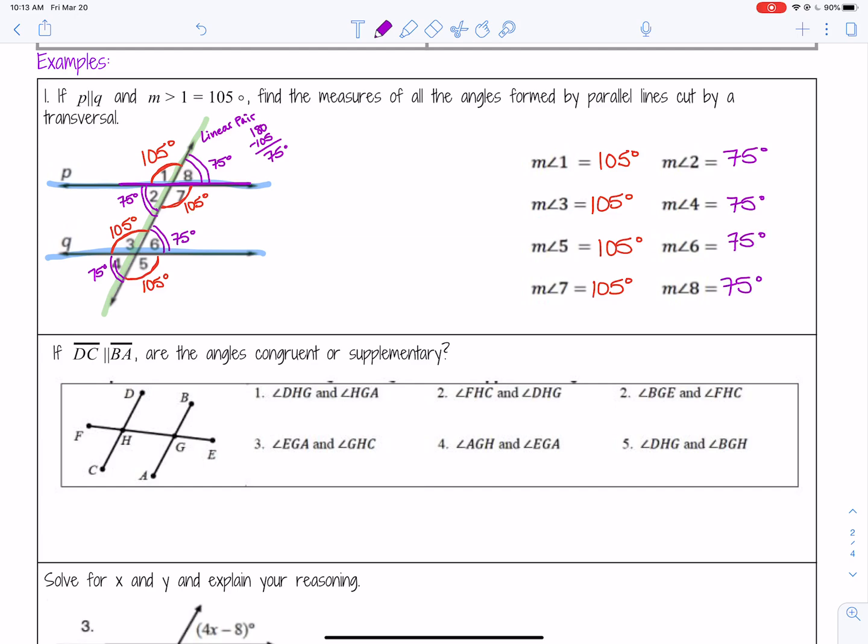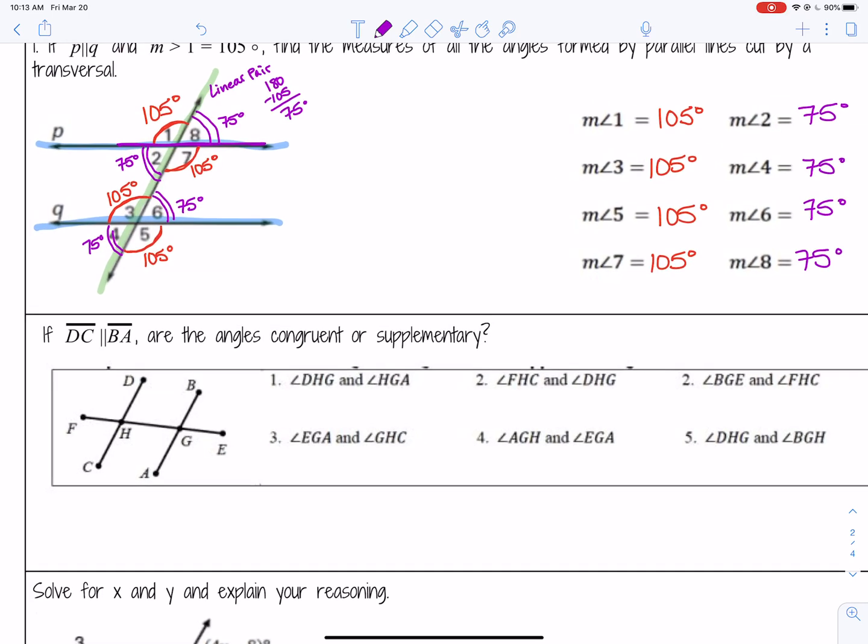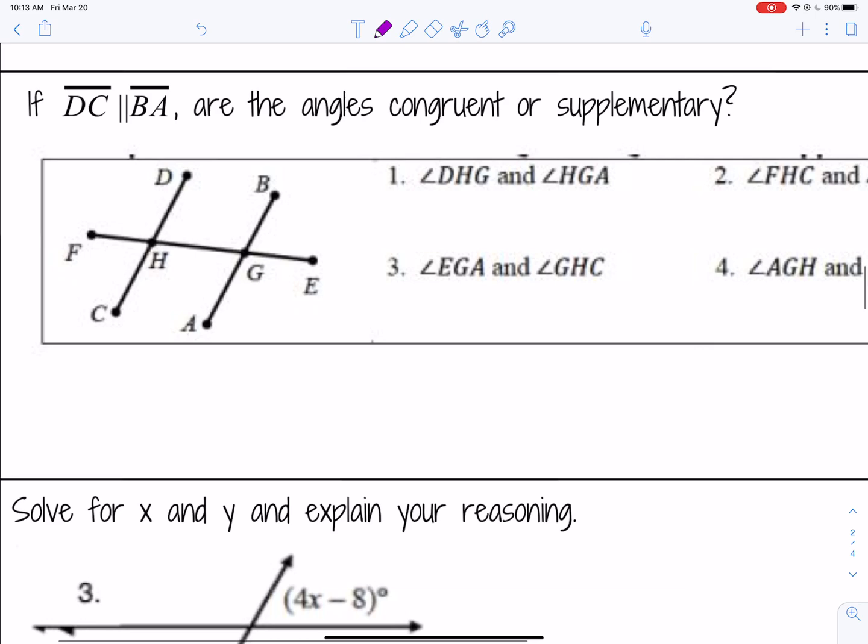Okay, in the next example, it says if DC is parallel to BA, are the angles congruent or supplementary? Notice these are segments this time. It's not a line because there's not arrows on the end, but we can still use these the same way. So we're just looking at different angle pairs. So if we look at DHG, I like to say DHG and then put the angle in the middle. And then HGA, so H to G to A, put the angle in the middle.